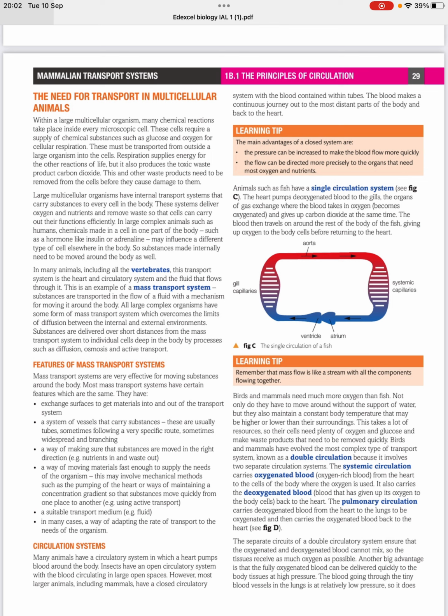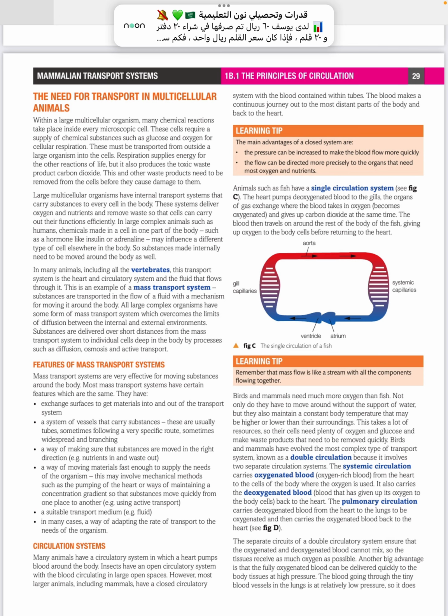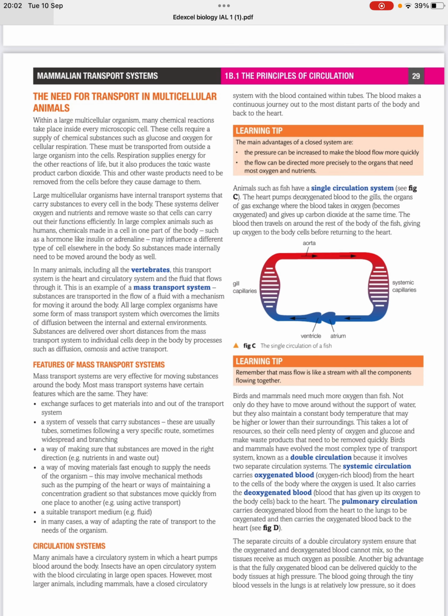So within a large multicellular organism such as mammals, many chemical reactions take place inside every microscopic cell. These cells require a supply of chemical substances such as glucose and oxygen for cellular respiration. As you know, glucose and oxygen give out water and carbon dioxide. These must be transported from outside a large organism into these cells.